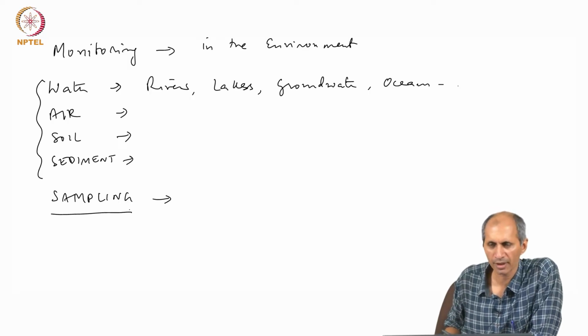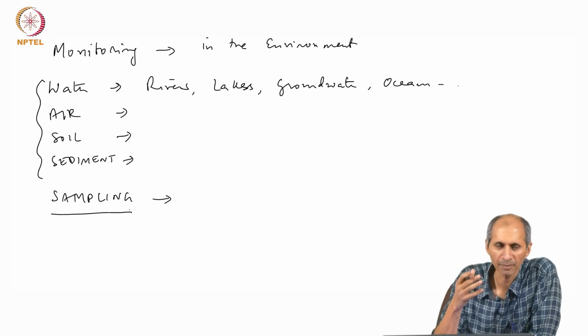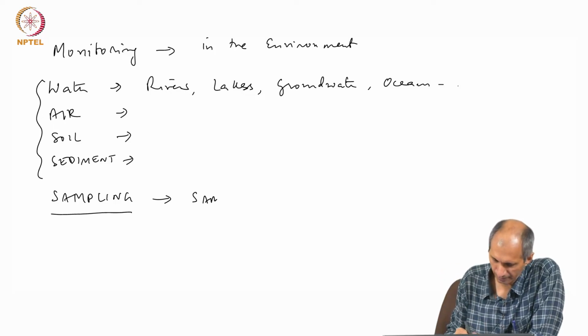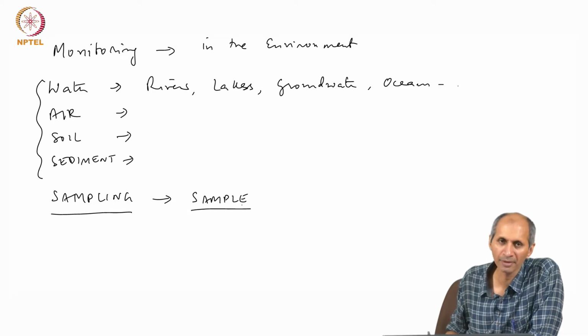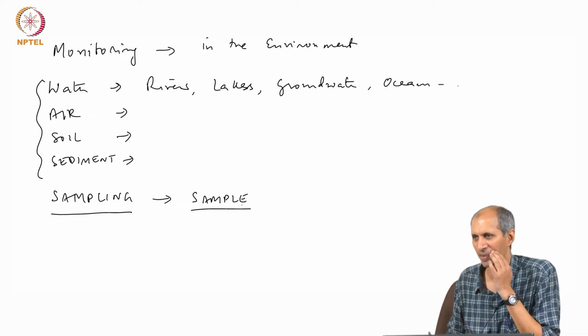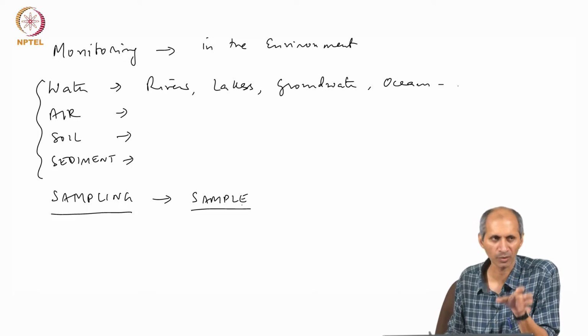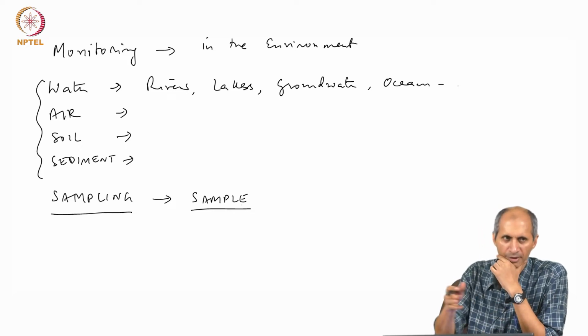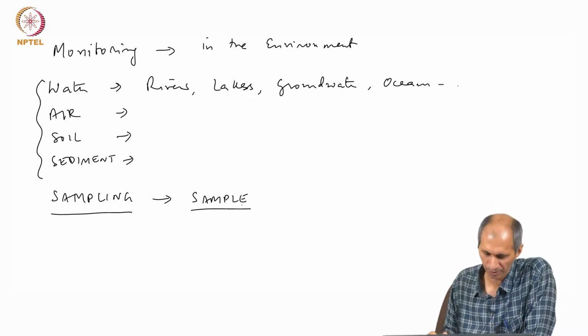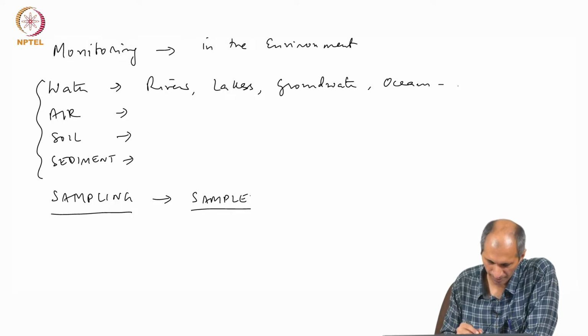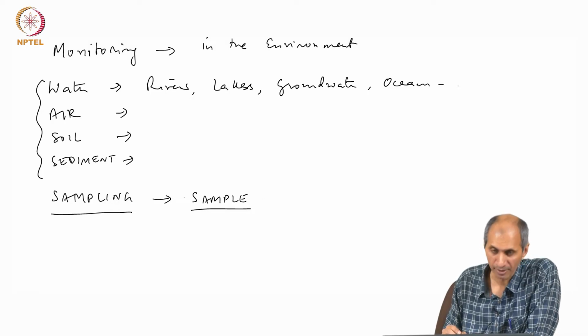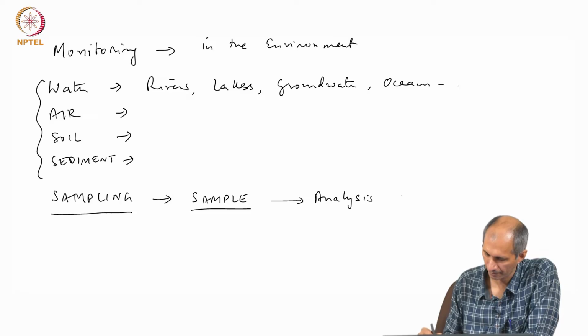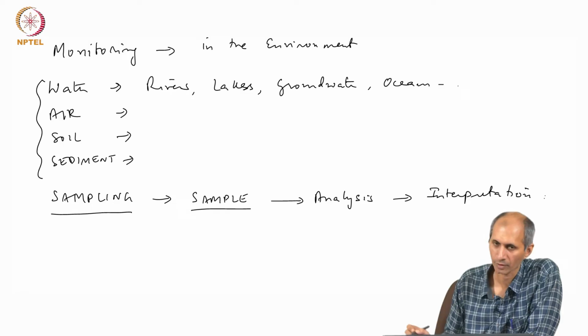The first step in monitoring is sampling, which means you have to have a sample. The word sample is a reserved keyword. Sample means it has a special status. A sample is whatever it is that you want to analyze. So, what constitutes a sample determines what information you get out of it and how you interpret that information. Sampling gives you a sample on which we will do analysis and interpretation.